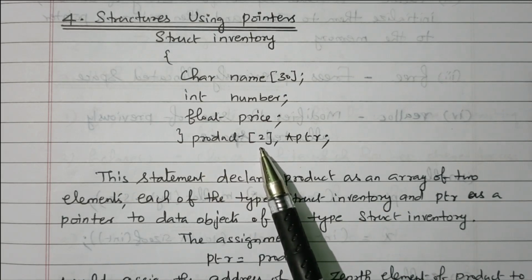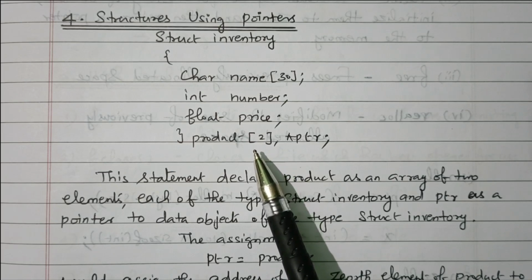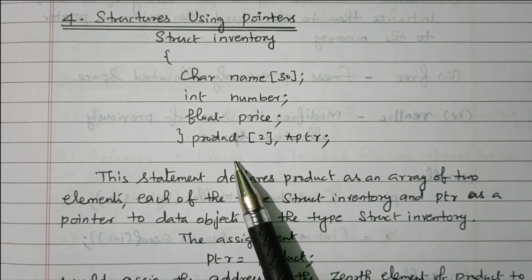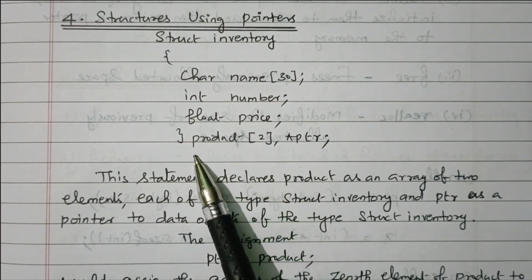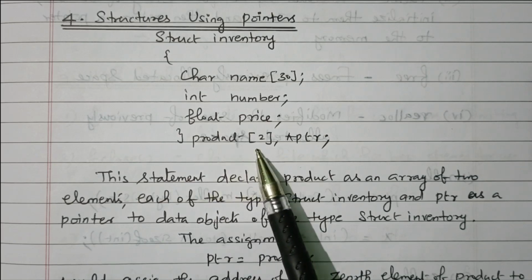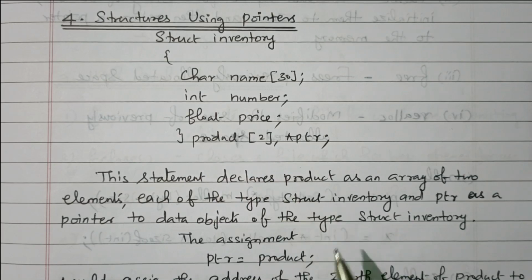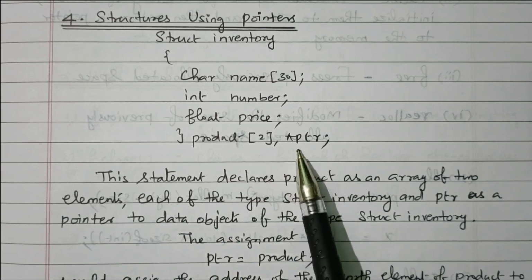So what is the advantage of an array? We can declare n numbers. Here only 2 is declared. We can declare 20, 40, 50 like that, right? P1, P2, P3 would be very difficult. Similarly, product[100] means 100 sets of data can be stored. And ptr is declared as a pointer to a data object of the type struct inventory. So we have declared the pointer also.